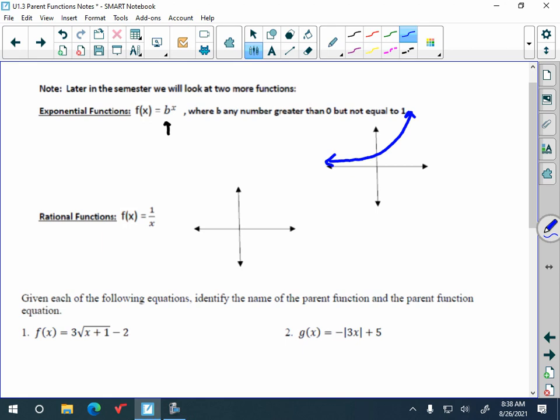So its shape is going to look like this. I'll just put it on the graph. Right, so that's what we're going to get into later on. I think that comes in next semester, exponentials. Right, so that's what the shape looks like.